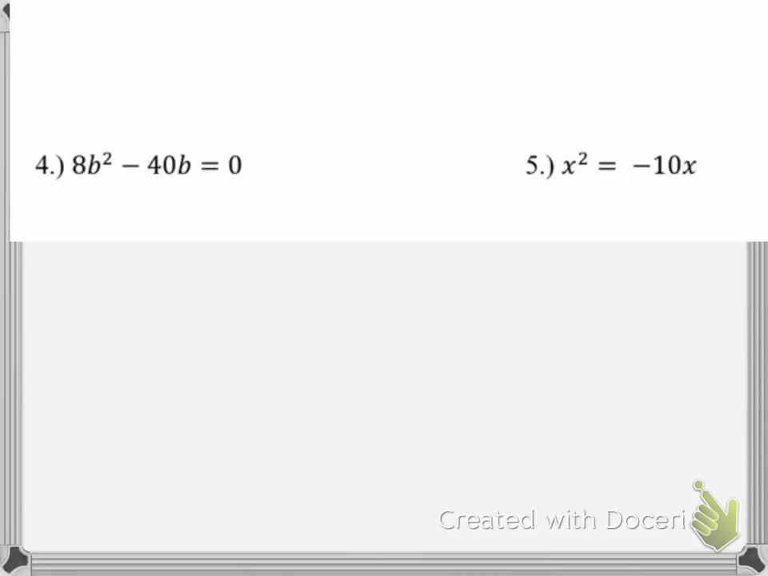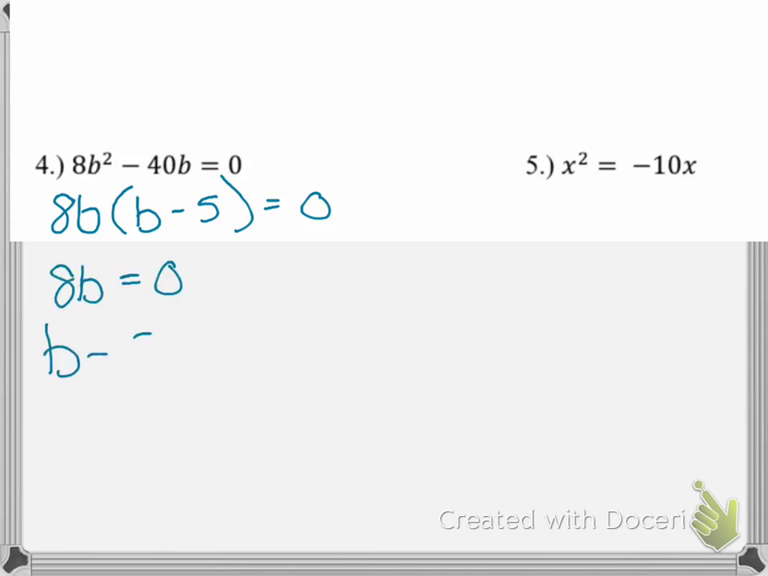So then in number 4, what's nice is it's already on one side. So I can just go ahead and factor out my GCF, which is 8 and a b. So that leaves me with b minus 5. And that whole thing is equal to 0. So then I'll set 8b equal to 0. And then b minus 5, set that equal to 0. So here, I really should have written that further down, shouldn't I? I need more space. So b minus 5 is equal to 0.